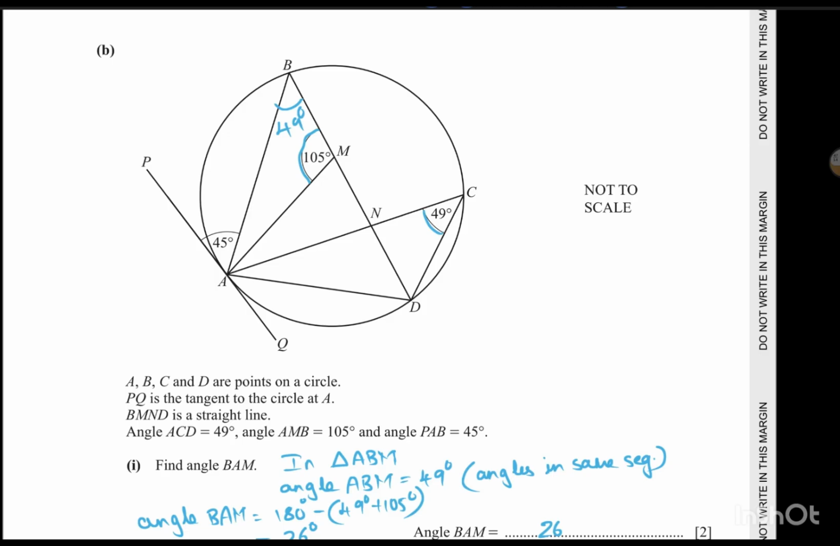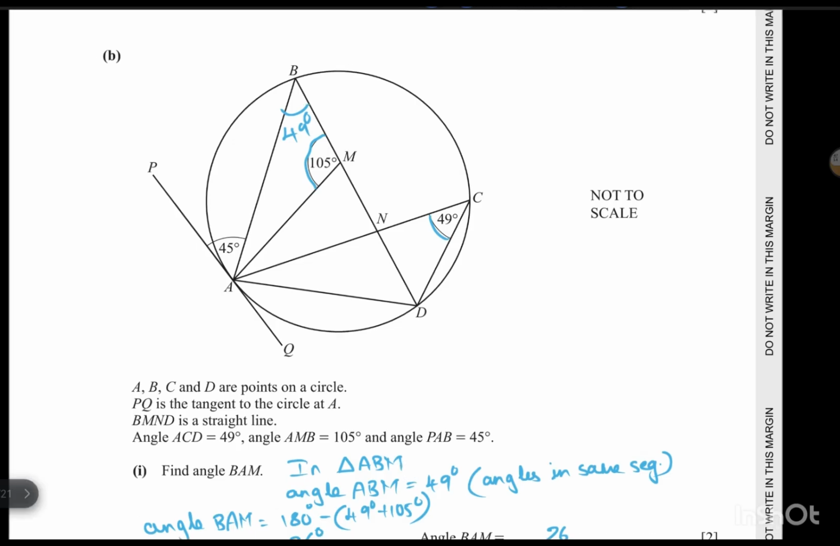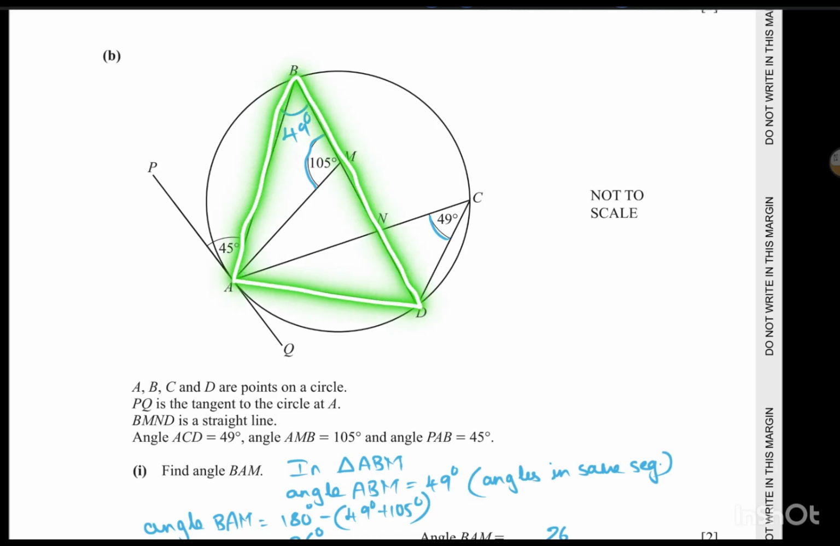To find out this, let us take triangle ABD. Then using the angle sum property, if we know this angle, we can find out this angle. Okay, so how to get angle ADB? Angle ADB will be 45 degrees. Angle ADB is equal to 45 degrees.